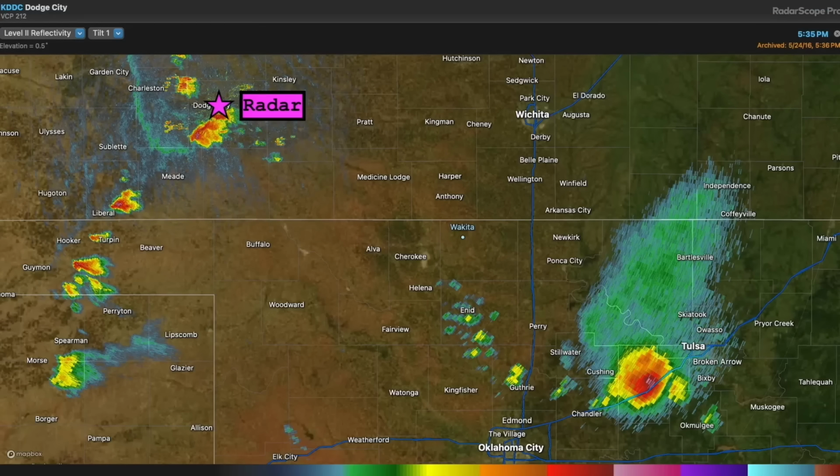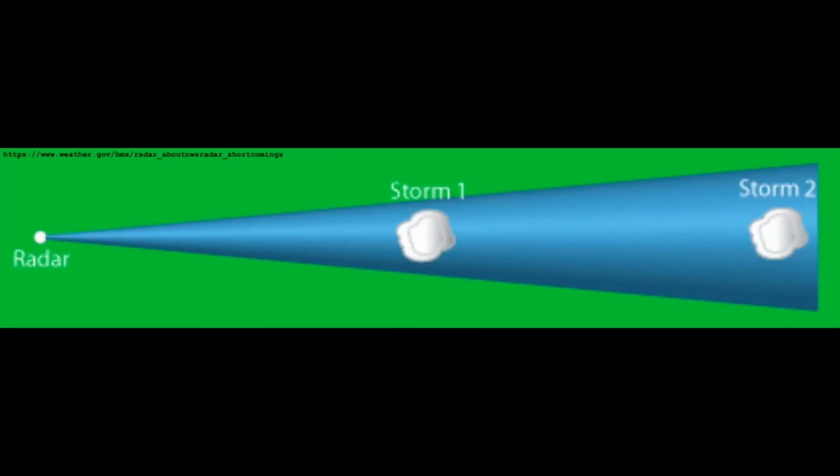Just like data close to the radar can have issues, so can data far from the radar, particularly at distances greater than 50 to 60 miles. This is because the radar beam spreads out the farther it extends from the radar. Think about shining a flashlight in a dark room. The light spreads out and becomes more diffuse the farther it gets from the flashlight itself. The same thing happens with the radar beam.